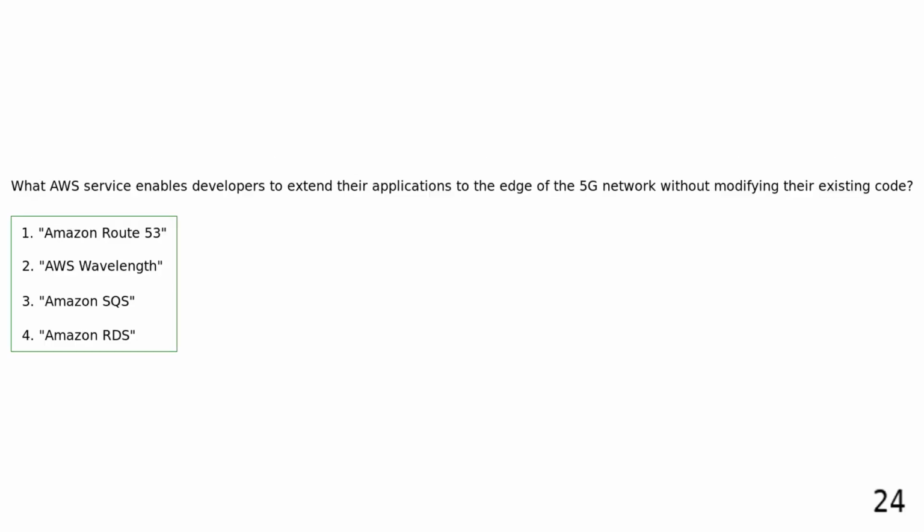What AWS service enables developers to extend their applications to the edge of the 5G network without modifying their existing code? Amazon Route 53. AWS Wavelength. Amazon SQS. Amazon RDS.